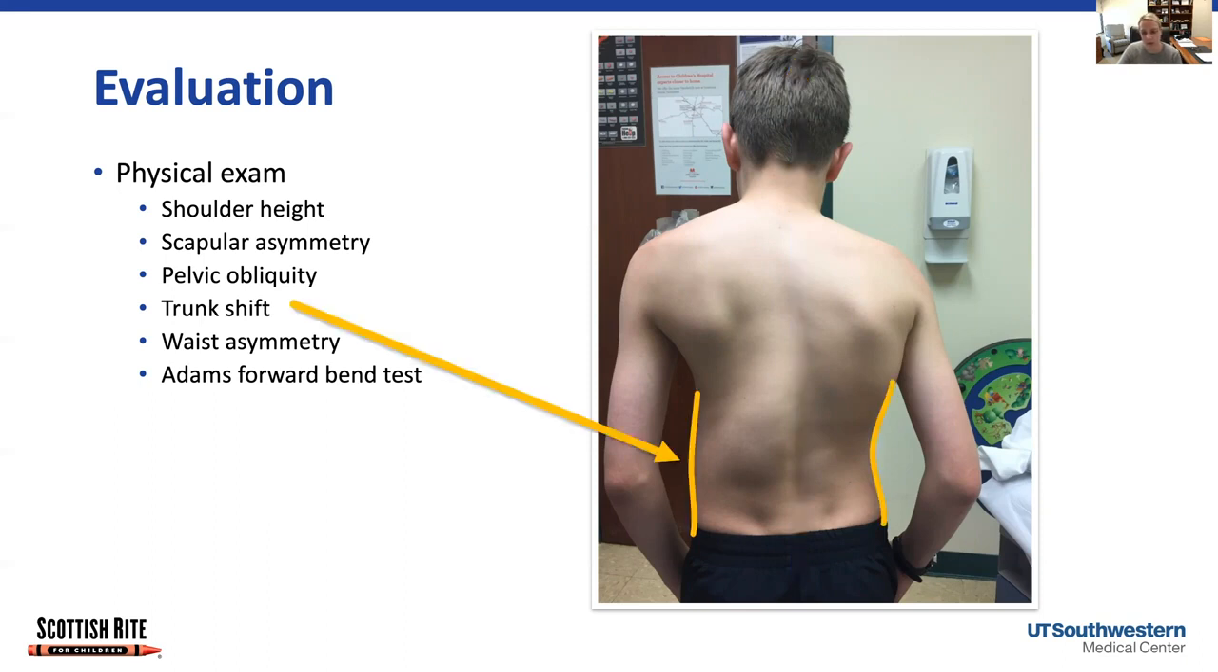We also look for waist asymmetry. So if the patient has a lumbar scoliosis or lumbar curve, we'll see that on the convex side of the curve, which is usually the left side in the lumbar spine, there's more of a bulge of the left waist. And if you look on the right side where the concave part of the curve is, you'll see that the waist crease goes in a little bit and there's an asymmetry there.